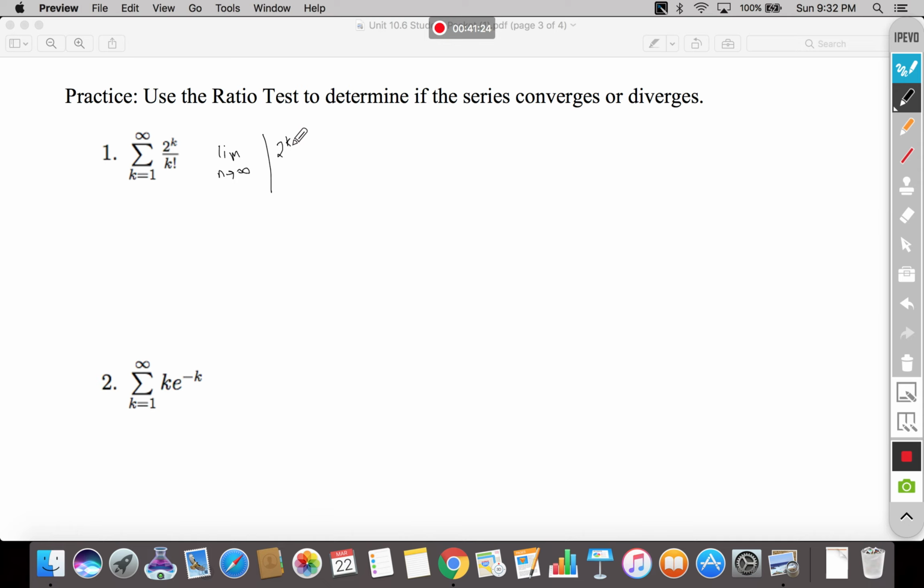We can do 2 to the k plus 1 over k plus 1 factorial times the reciprocal of my original terms, k factorial over 2 to the k. All right. K plus 1 factorial is k plus 1 times k factorial. So what is the difference here? Just the k plus 1 will remain underneath because the rest of this will be k factorial, which will cancel out. 2 to the k, 2 to the k plus 1. So I'm going to get the limit as n approaches infinity of the absolute value of 2 to the 1 will be left up top.